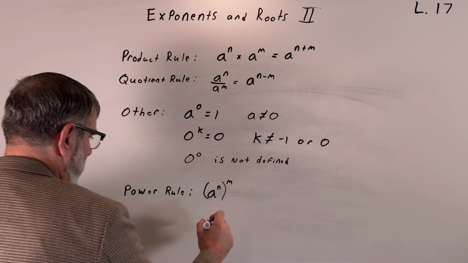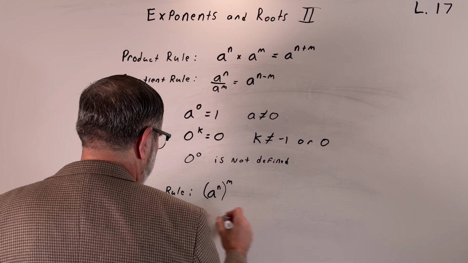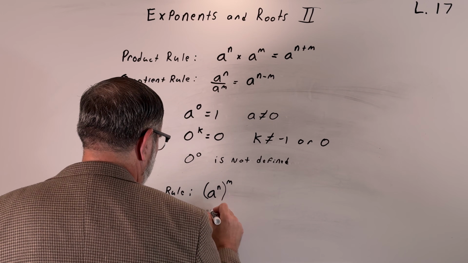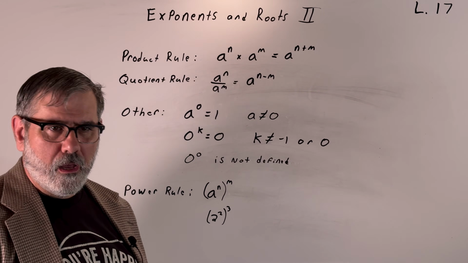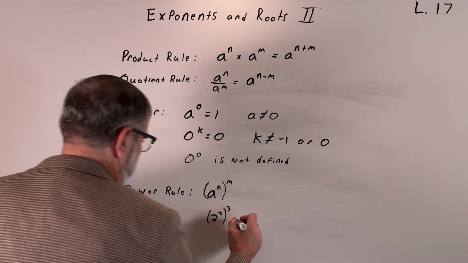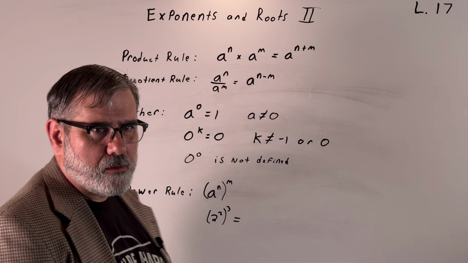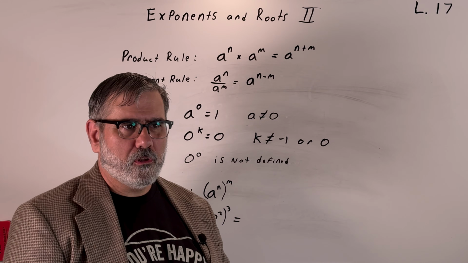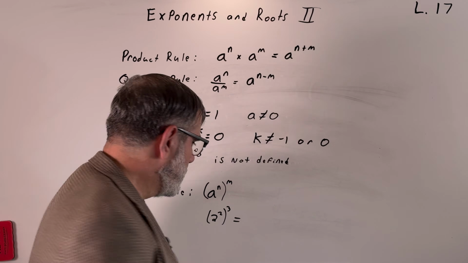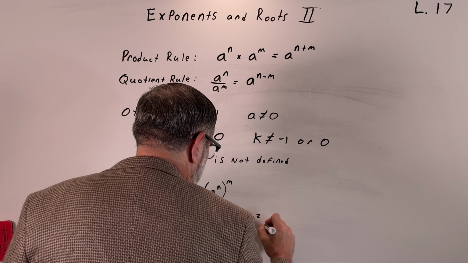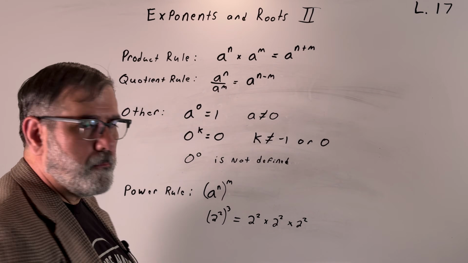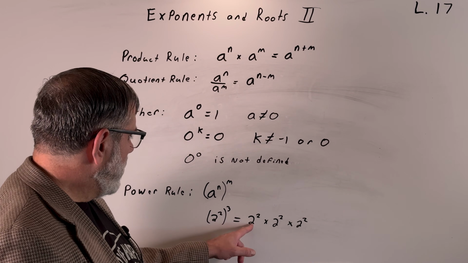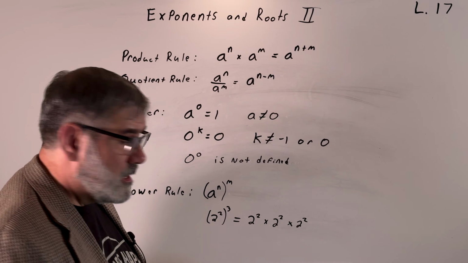So let's see. Let's look at a simple case again. Let's do 2 squared, but let's raise that to the 3 power. So 2 squared cubed. So we know how to do this. We'll start with the cube part. Cube means whatever you're cubing, multiply it times itself 3 times. So that means we'll do 2 squared times 2 squared times 2 squared. That's the cube part.